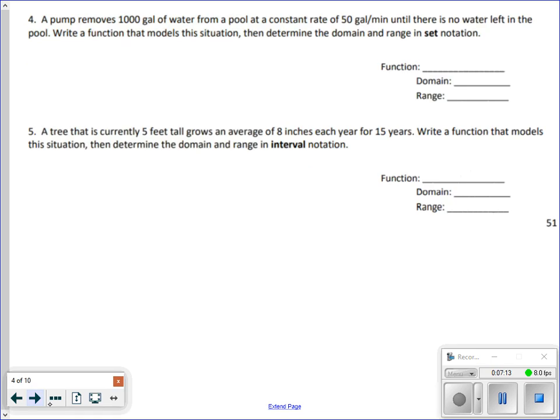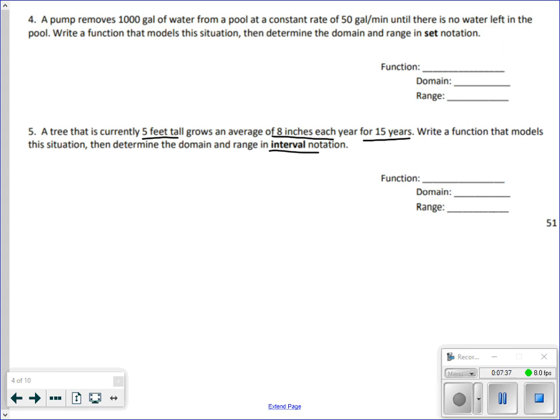So let's keep going. I'm doing number 5 here. I think that one's a little harder. I'll leave number 4 and number 6 for you guys to do on your own. But for number 5, we're told a tree that's currently 5 feet tall grows at an average rate of 8 inches each year for 15 years. We're going to write a function that models the situation to determine the domain and range in interval notation. So you want it in interval notation.